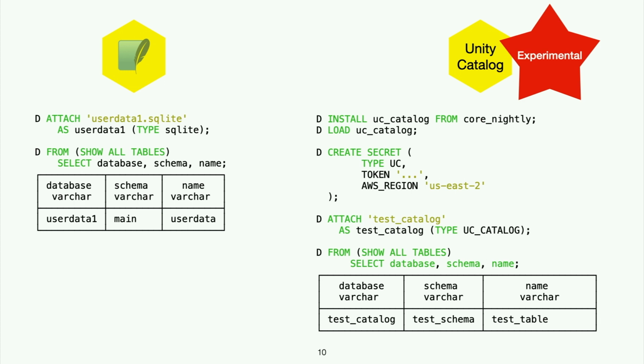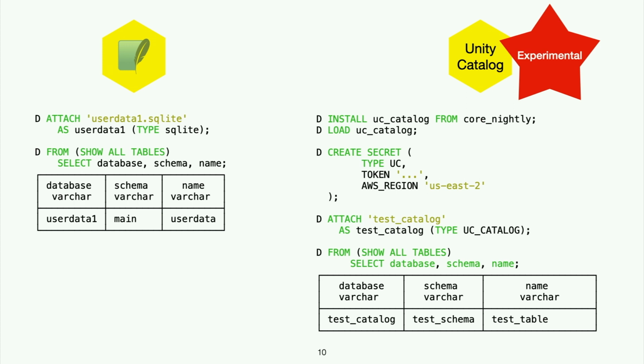So on the left, you see how that works. You can say basically attach file as, that's like a database name, a sort of namespace, as user data 1 and type SQLite. You tell DuckDB, hey, this is going to be a SQLite file. Use the SQLite extension to read this thing. And then you can run a query, in this case, one that just shows you the tables, like from show all queries, select database schema name, and you can see that in that database file, there's a table, and we can then go ahead and just query it.